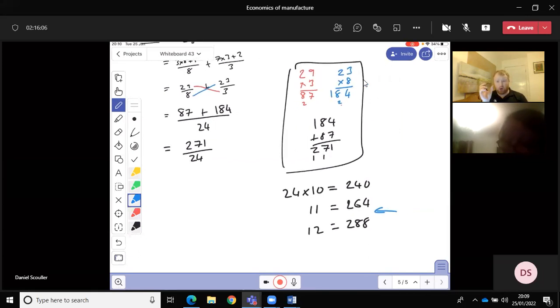So 271's in there. I know we've got 11 wholes. So there's 11 whole 24 pieces. 11 wholes takes us to 264. What are we left with is a remainder. We're left with 7. So we've got 11 remainder 7. So we've got 7 over 24.